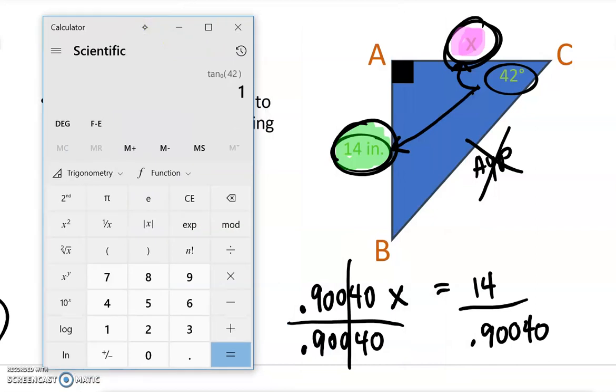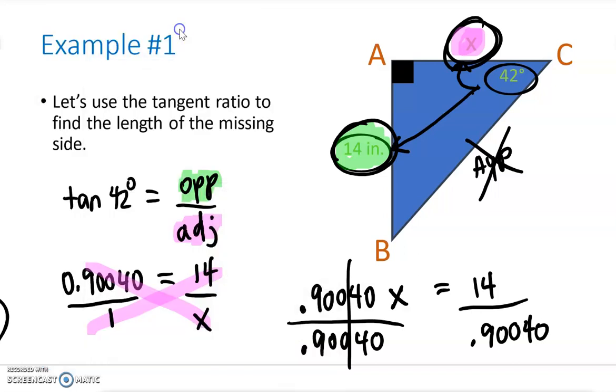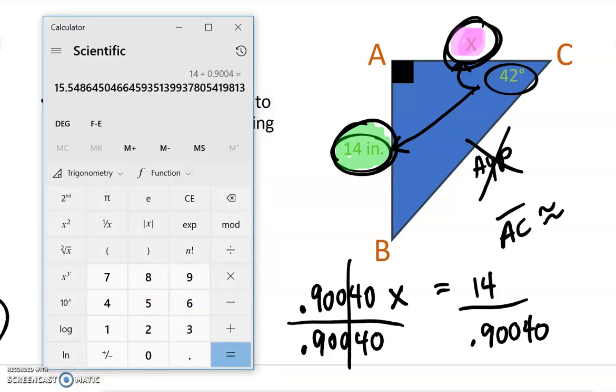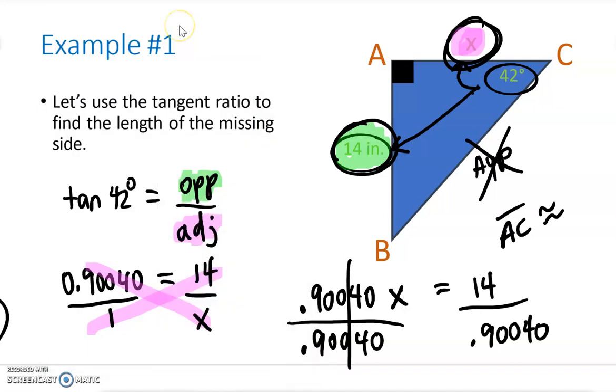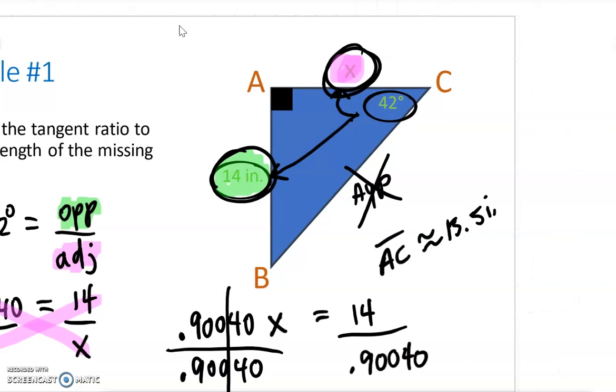So we're going to take 14 divided by 0.90040. Whenever you round that tangent number, we want 5 decimal spots. And now we get our final answer. We don't need 5 decimal spots here. Okay, we're just going to say 15.5. That's what it rounds to. So we're going to say that AC, side length AC, is approximately 15.5 inches in length.